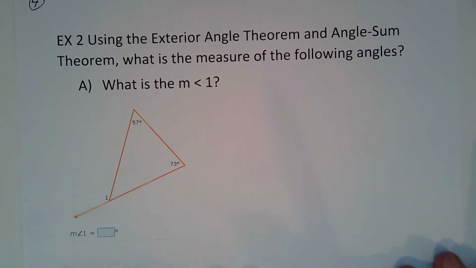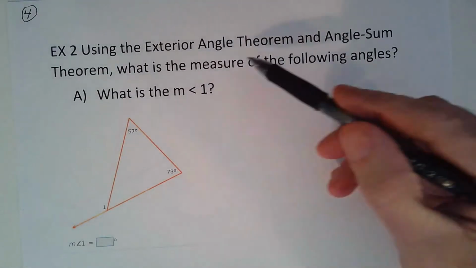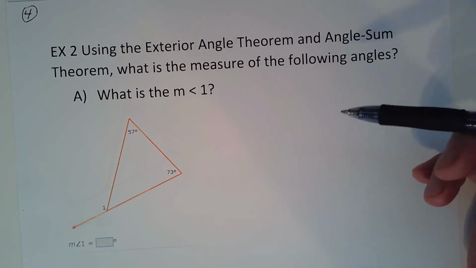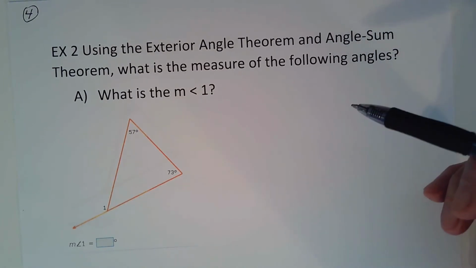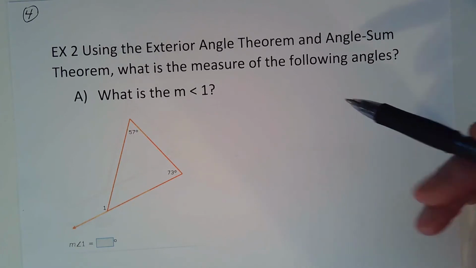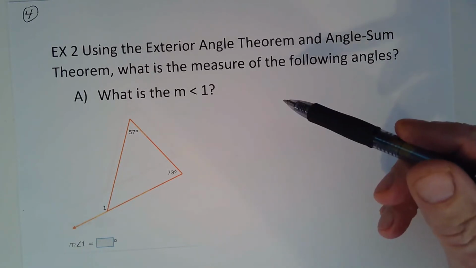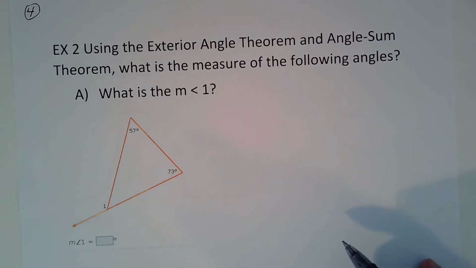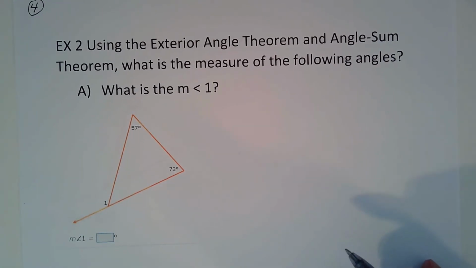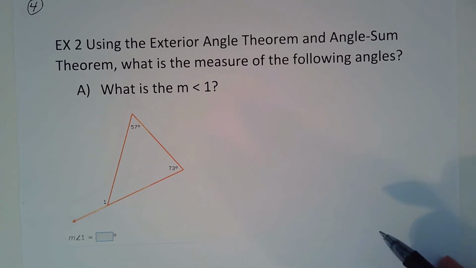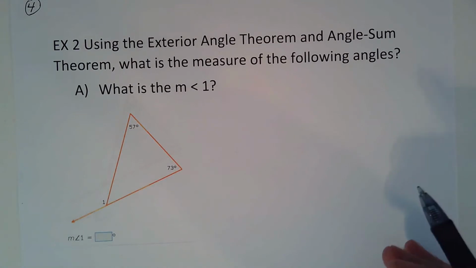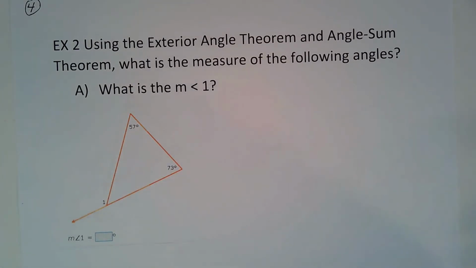Okay, let's move on to the next example. In example 2, we're going to use the exterior angle theorem and the angle sum theorem together. We're going to put these together and see how you can make them work. The primary goal of example 2 is to cover the exterior angle theorem, but you're going to find out that the angle sum theorem is kind of embedded within the exterior angle theorem, or at least dovetails with it.